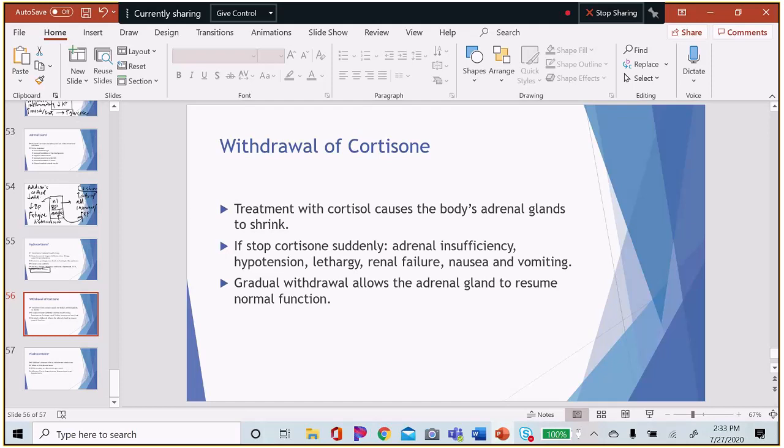If we're on this, we would have to gradually withdraw to allow for normal function. But again, someone who is on this medicine because of Addison's disease will be on it forever.